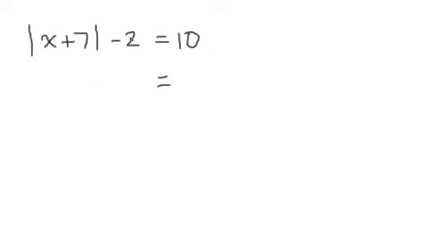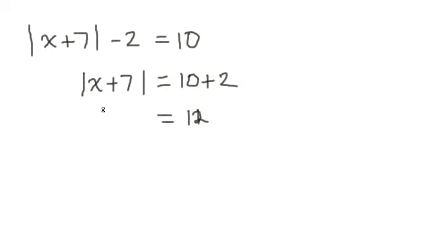Alright, let's look at another one. Alright, so we have the absolute value of x plus 7, and this time I'm going to have minus 2 is equal to 10. So we want to get this thing in a standard form, and that is where we have the absolute value over here and then our constants over on the right hand side. So I'm going to take this negative 2 over to the right, and it's going to become 10 plus 2, and we have the absolute value of x plus 7. So now we have 11. Oh, we have 12, I mean.